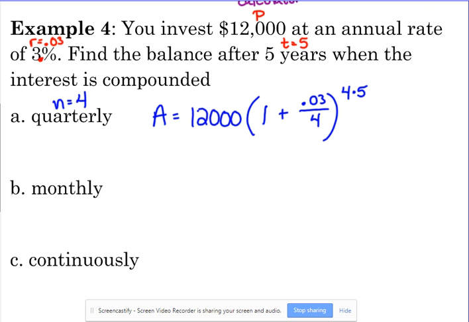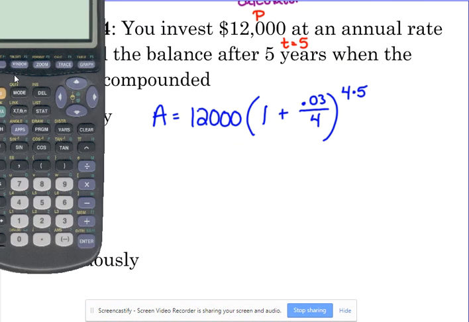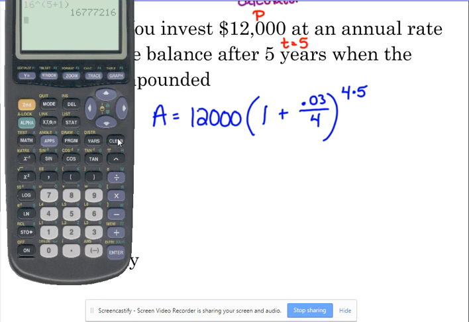Okay, so be very careful when you're putting this in the calculator. So we've got 12,000. Whoops, too many zeros. Once again, be careful. Parentheses, 1 plus. You really don't have to put the 0.03 over 4 in parentheses. You can just type that in just like that, and you're fine. Because in this case, you do want the calculator to divide the 0.03 by 4. You don't want it to add the 1 and the 0.03 and then divide by 4. So that's fine the way it is.